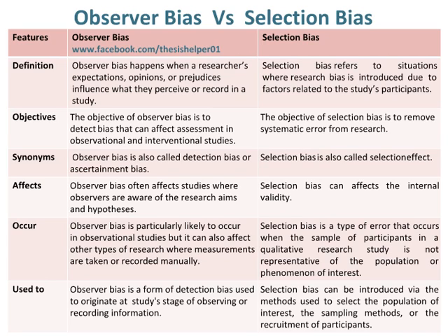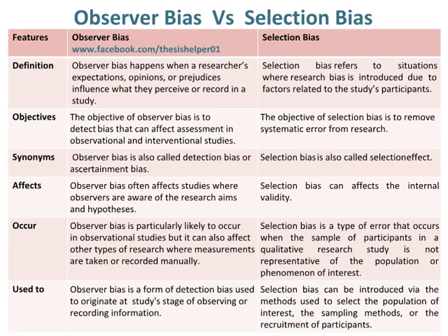Observer bias often affects studies where observers are aware of the research aims and hypotheses, whereas selection bias can affect the internal validity. Observer bias is particularly likely to occur in observational studies, but it can also affect other types of research where measurements are taken or recorded manually.